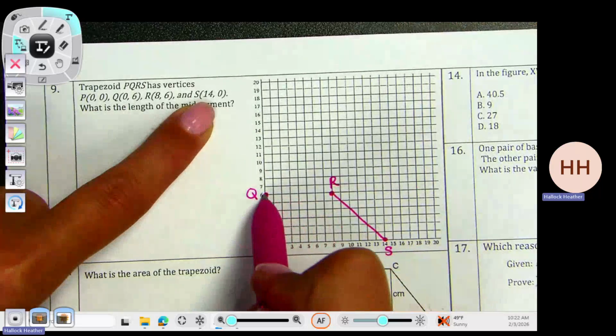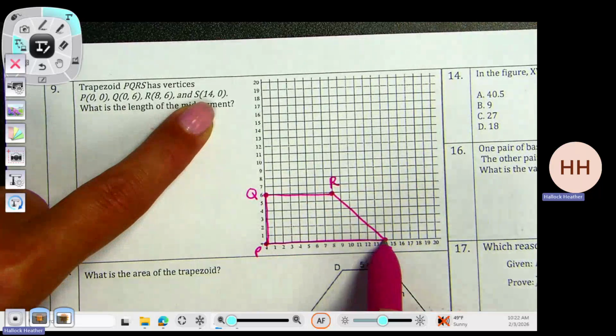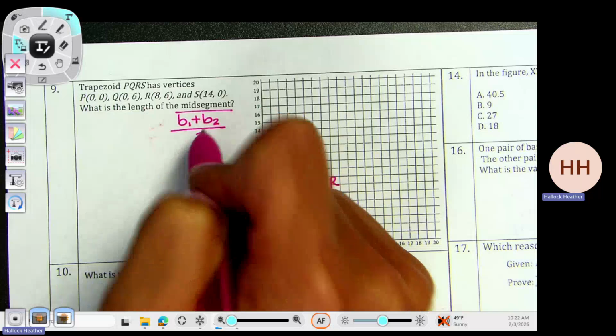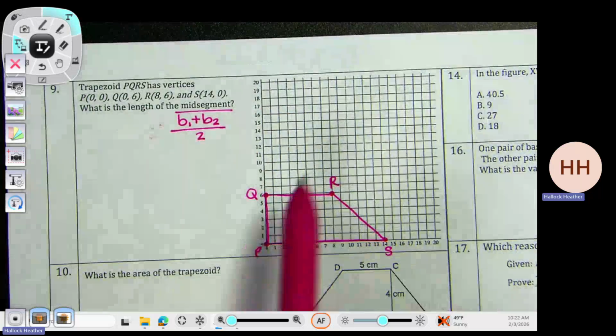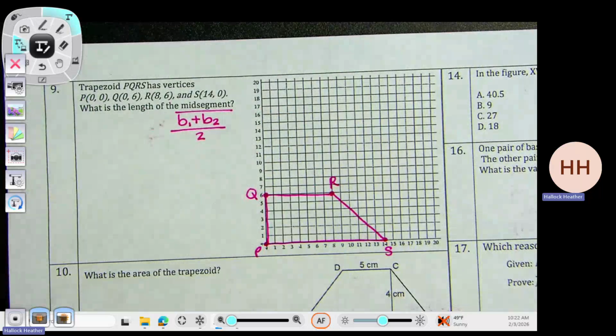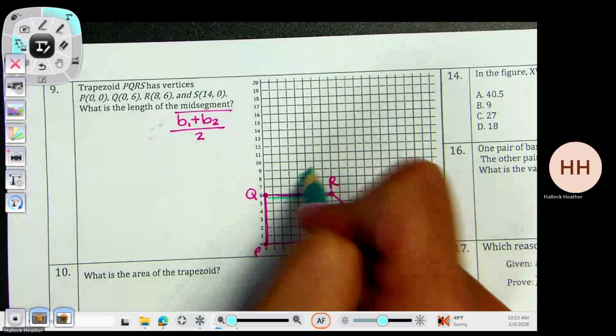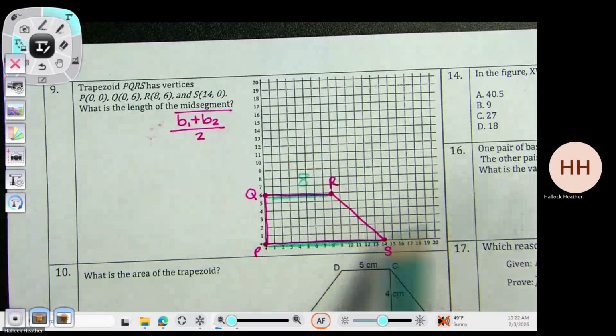You want to know the mid-segment. The mid-segment formula is where you take the bases and you divide by 2. So if I count, the top has a length of 8 because I'm just counting across. So the top is 8. The bottom is 14.